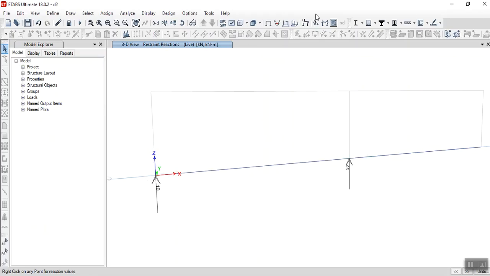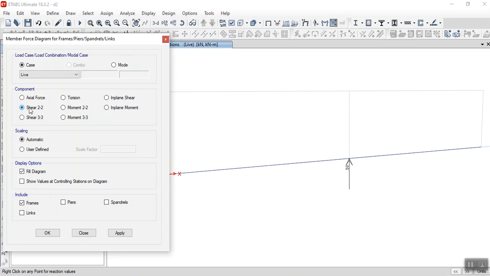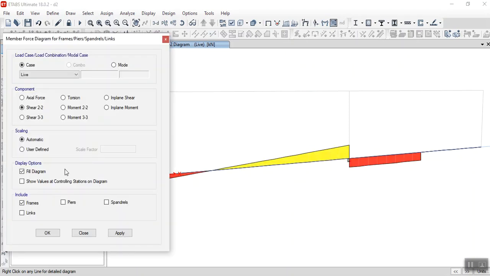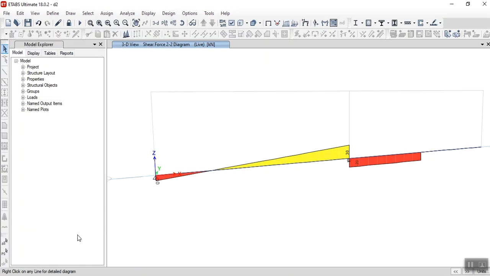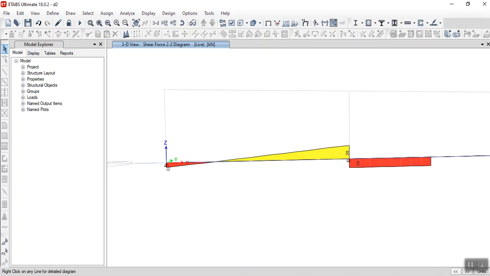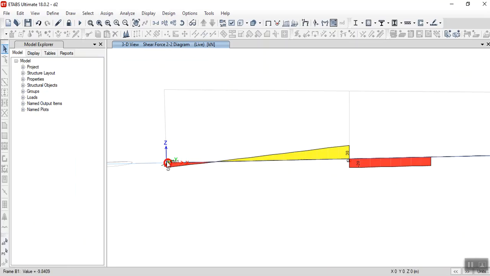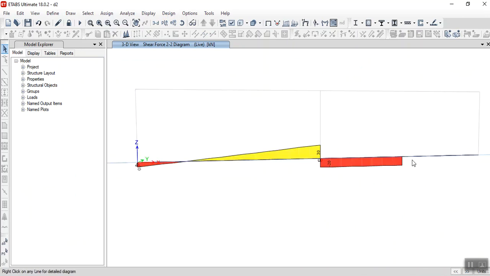Now we will see the shear force diagram. So the values, apply. Okay, here you can see the shear force is same as we have drawn, 10 to minus 30 to 20 to 0 in C, 10 in A to minus 30 in B, which reduces to 20 and finally goes to 0 in C. And the CD section has no shear force as we have calculated.